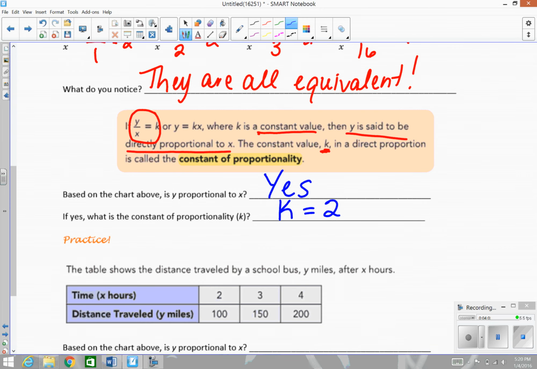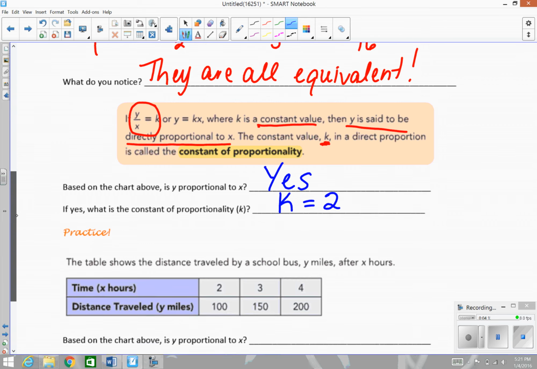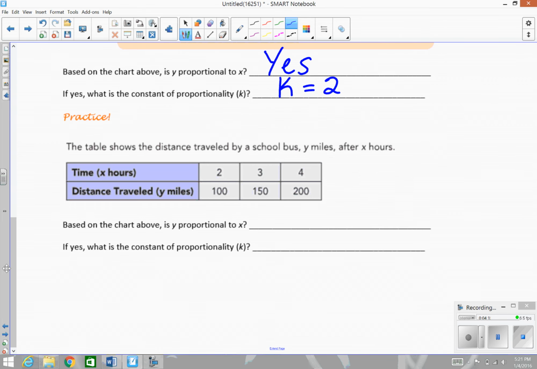Go ahead and pause, jot down any questions you have, catch up, listen to it one more time, make sure you understand. It's very, very important. And then what I want you to do is this practice problem, and there's one on the next page. When you're done trying it on your own, you can resume the video and I'll go over it with you to make sure that you understand.